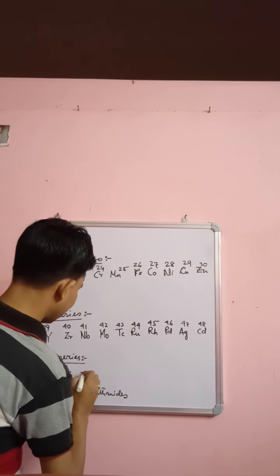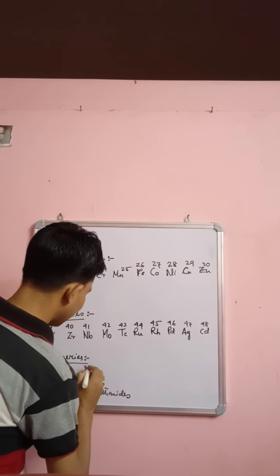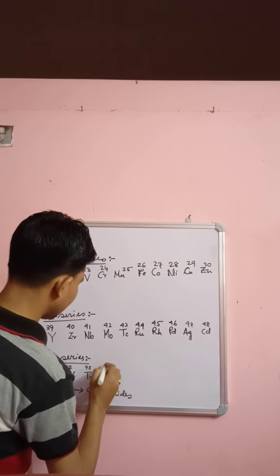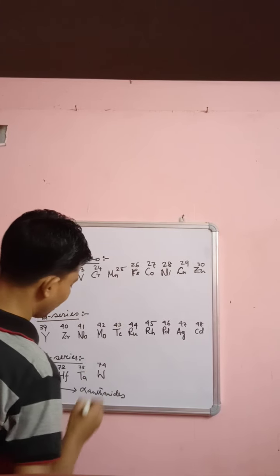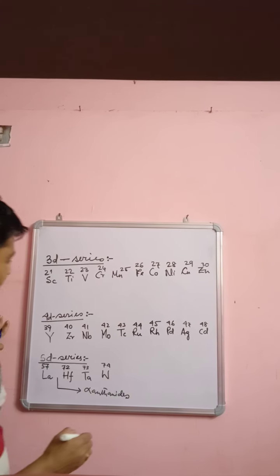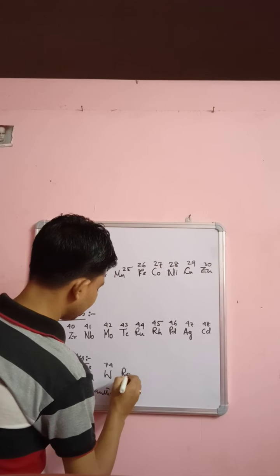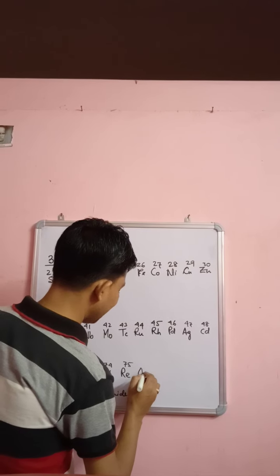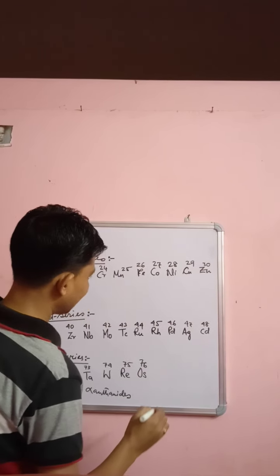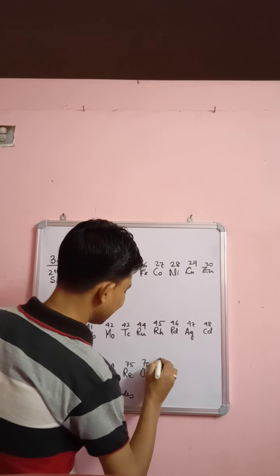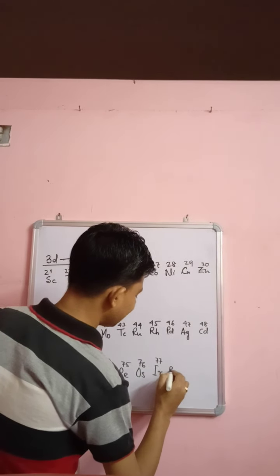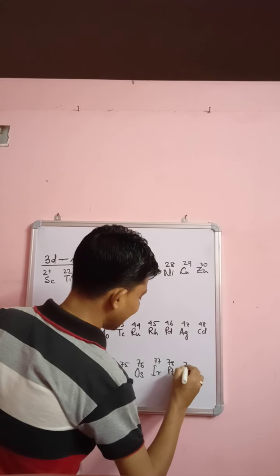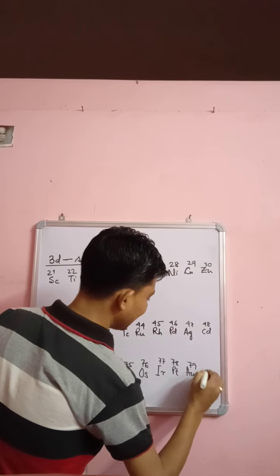Then tantalum will be 73, tungsten will be 74, or wolfram you can say. Then rhenium will be 75, then osmium will be 76. Then iridium will be 77, then platinum 78, then gold 79, and then mercury 80.